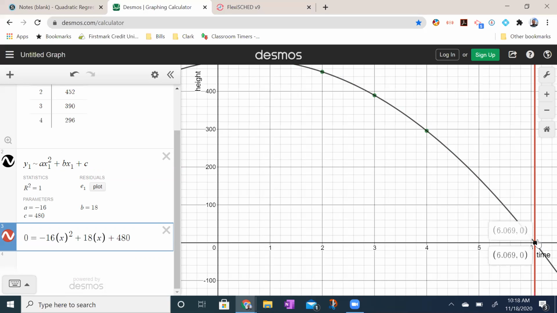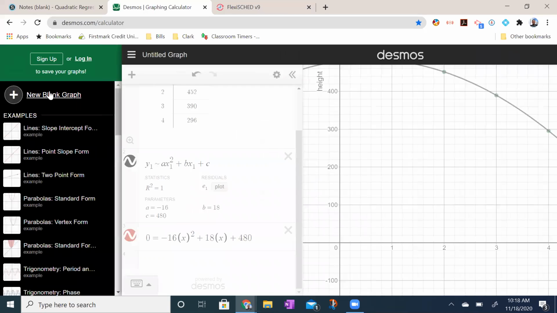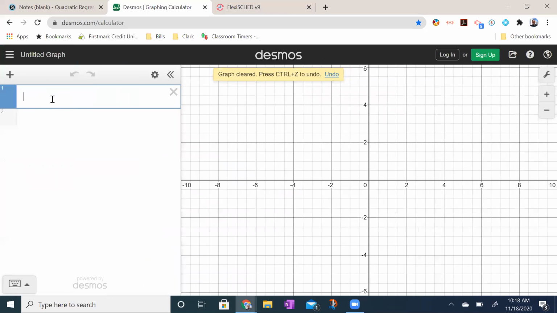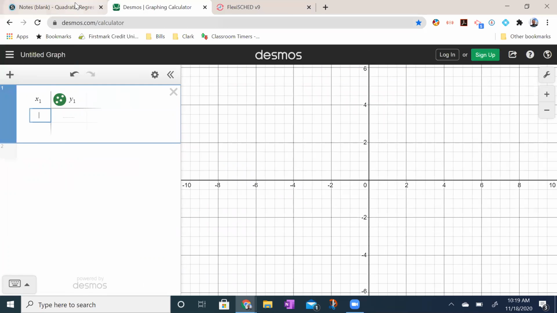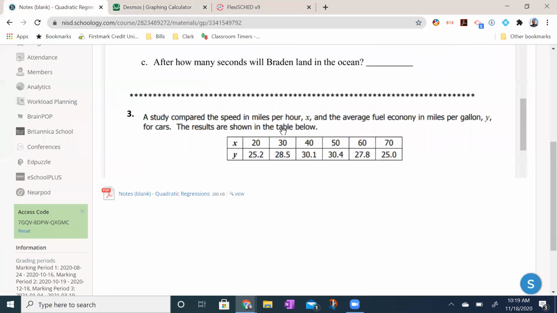All right, one more example, guys, and we'll call it for the lesson. So let's go back to the 3 lines, new blank graph. Okay, and then add a table. Okay, so for this one, let's look at these notes.